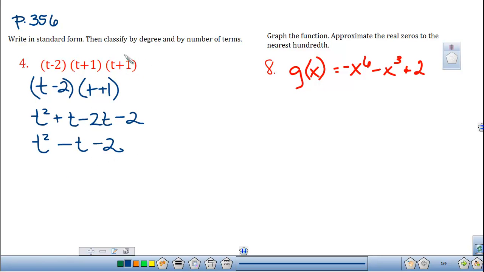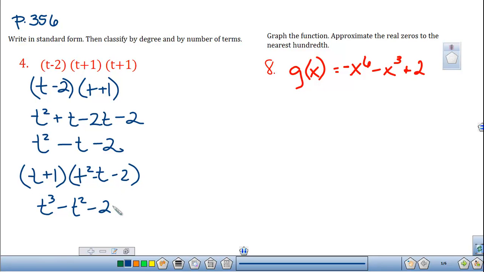Next, I'm going to pull out this t plus 1. And it doesn't matter if you put it in the front or the back of that trinomial. It's sometimes just easier to put it in the front. So now I'm going to start again by distributing the t all the way down the line, and then moving to the 1 and distributing it all the way down the line. So beginning with t times t squared is t cubed. T times negative t is minus t squared. T times negative 2 is minus 2t.